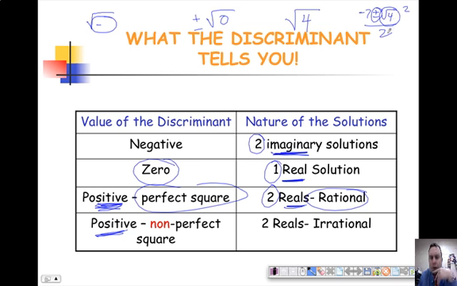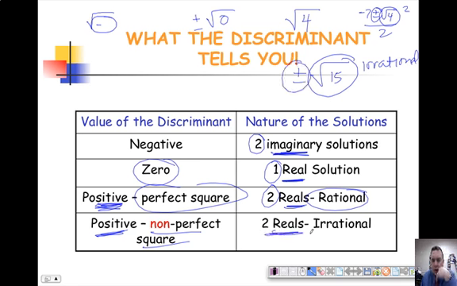Root 4 is 2. And then if it's a non-perfect square, meaning like square root of any number you put in here, 15, 22, any number, okay, this number is irrational itself. So you're going to get 2 answers, and they're going to be irrational.